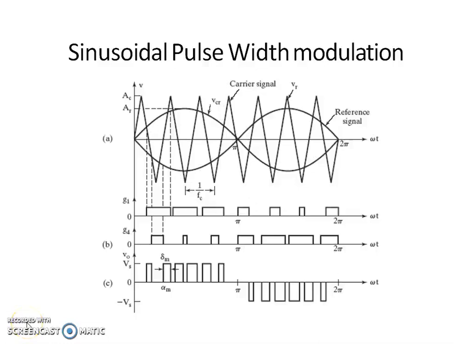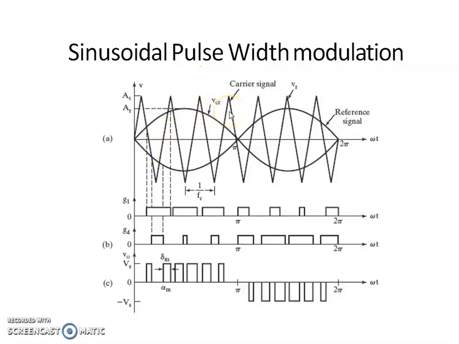In this lecture, we are going to discuss sinusoidal pulse width modulation. We already discussed single pulse width modulation and multiple pulse width modulation. In both, there is a reference signal. The reference signal is a rectangular signal, and the rectangular reference signal is compared with a triangular carrier signal.